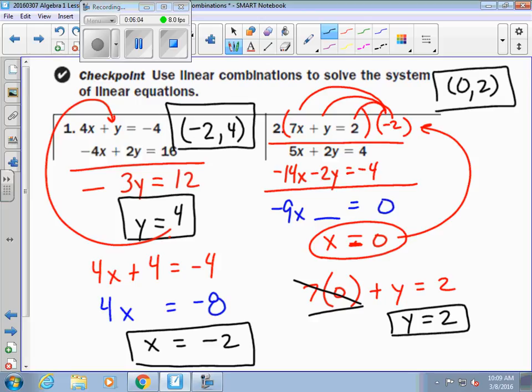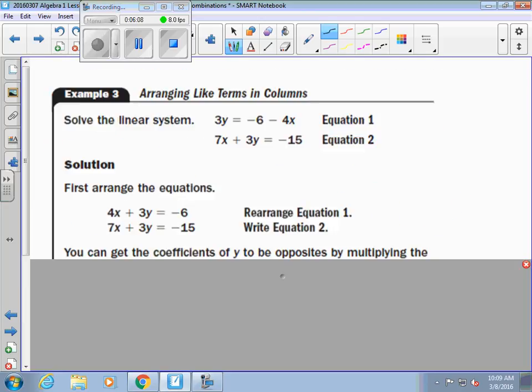So up till this point, everything's been stacked nice and neatly. On this next example, you take in two equations that are not stacked nice and neatly: 3y is equal to negative 6 minus 4x, and 7x plus 3y equals negative 15. You have to rearrange one of them to where they're stacked on top of each other. It tells you to rearrange equation 1.